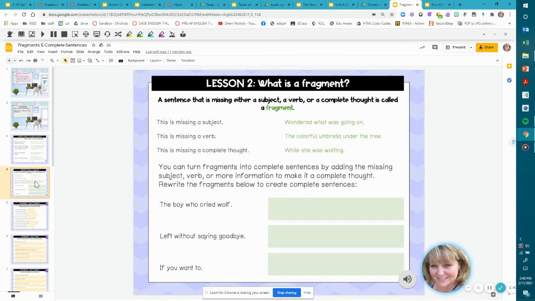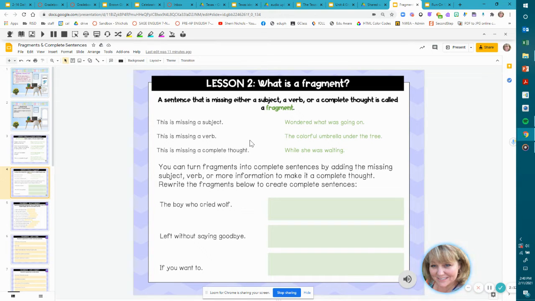Lesson 2, what is a fragment? A fragment is a sentence that is missing either a subject, a verb, or it is not a complete thought. For instance, this sentence is missing a subject. Wondered what was going on. Who wondered what was going on? We don't know. You could say, I wondered what was going on. It would be a complete sentence, but it doesn't have that. So therefore, it is a fragment. It's missing a subject.